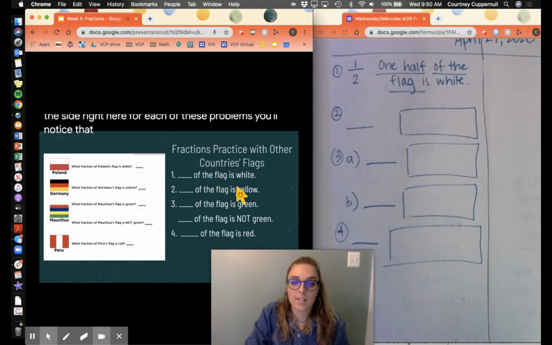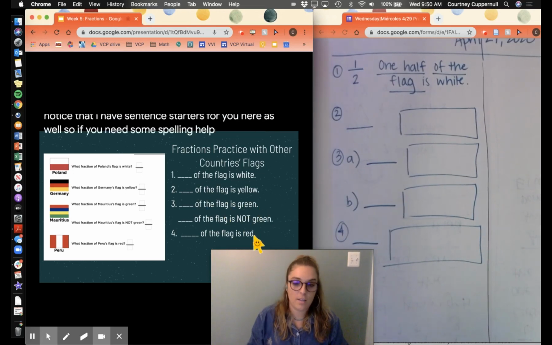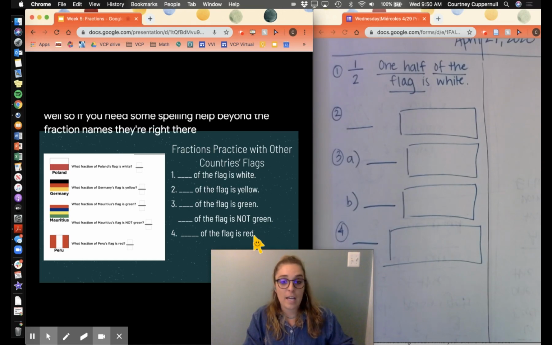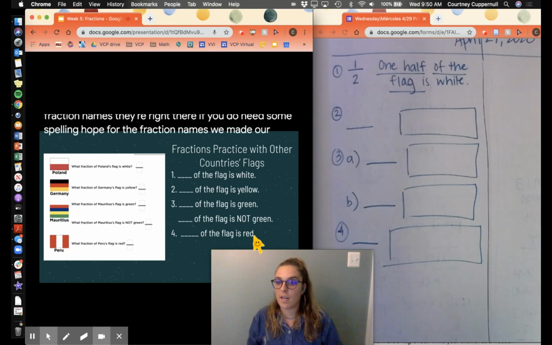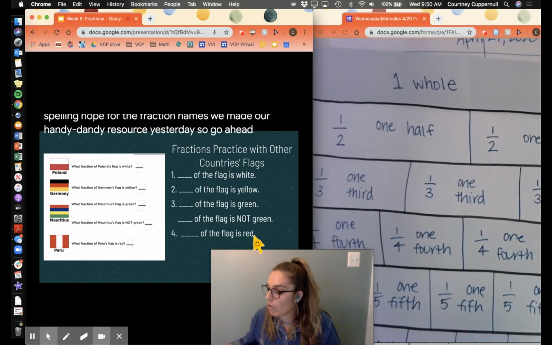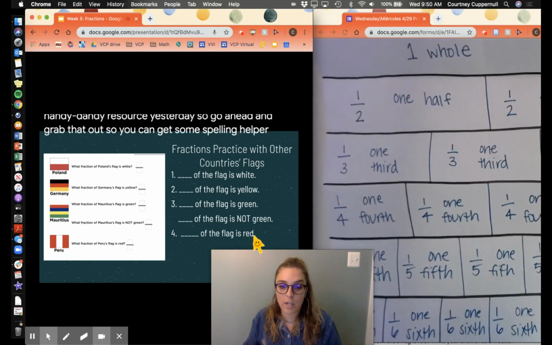You'll notice that I have sentence starters for you here as well. So if you need some spelling help beyond the fraction names, they're right there. If you do need some spelling help for the fraction names, we made our handy dandy resource yesterday. So go ahead and grab that out so you can get some spelling help if you need it.